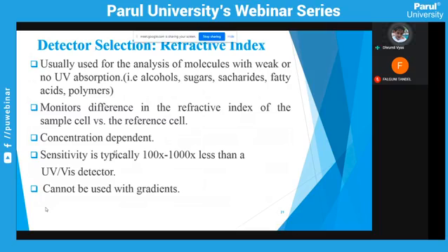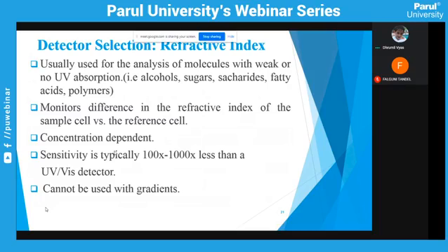It monitors the difference in the refractive index of the sample cell versus the reference cell. It also depends on concentration. It is not very sensitive, and the response is also very low. It cannot be used if we have to inject our sample with two different mobile phases at a time.